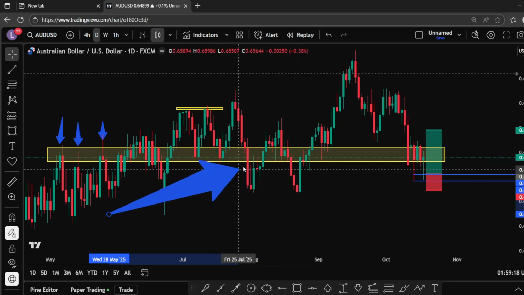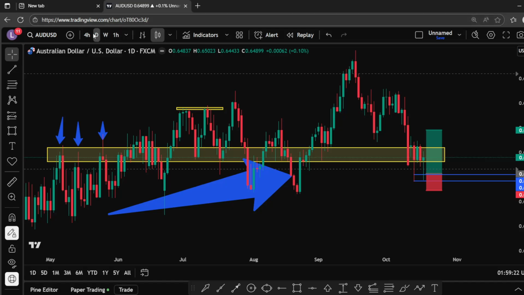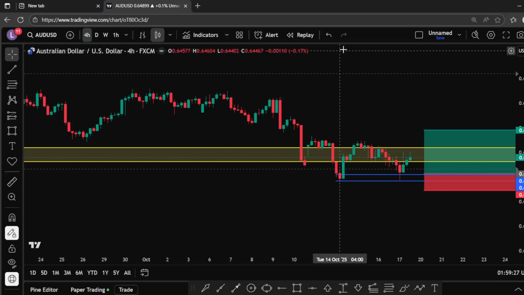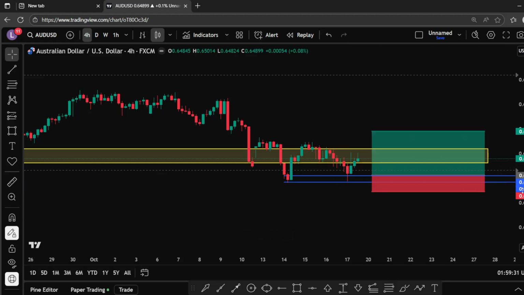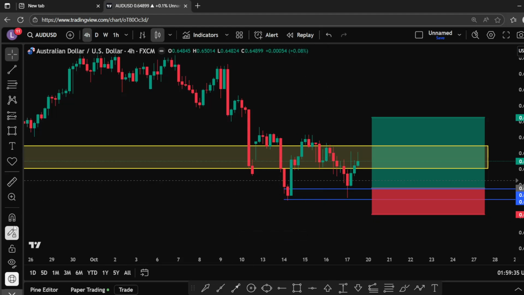All right. So what I did was I dropped down to the 4-hour time frame, the lower time frame, just to see if I can spot a demand zone. All right, and I did. Yesterday, Friday, the 17th. Yeah. So this was the demand zone that I spotted.